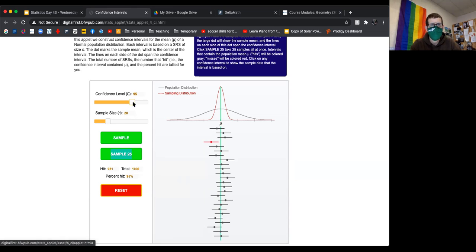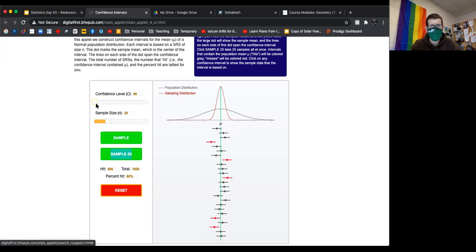Let me raise the confidence level. So notice what happens. I'm not moving it yet, but it's going to be a little bit subtle, so pay attention to the width of this margin of error. As I go down to 80% confidence level, look at how wide that is.